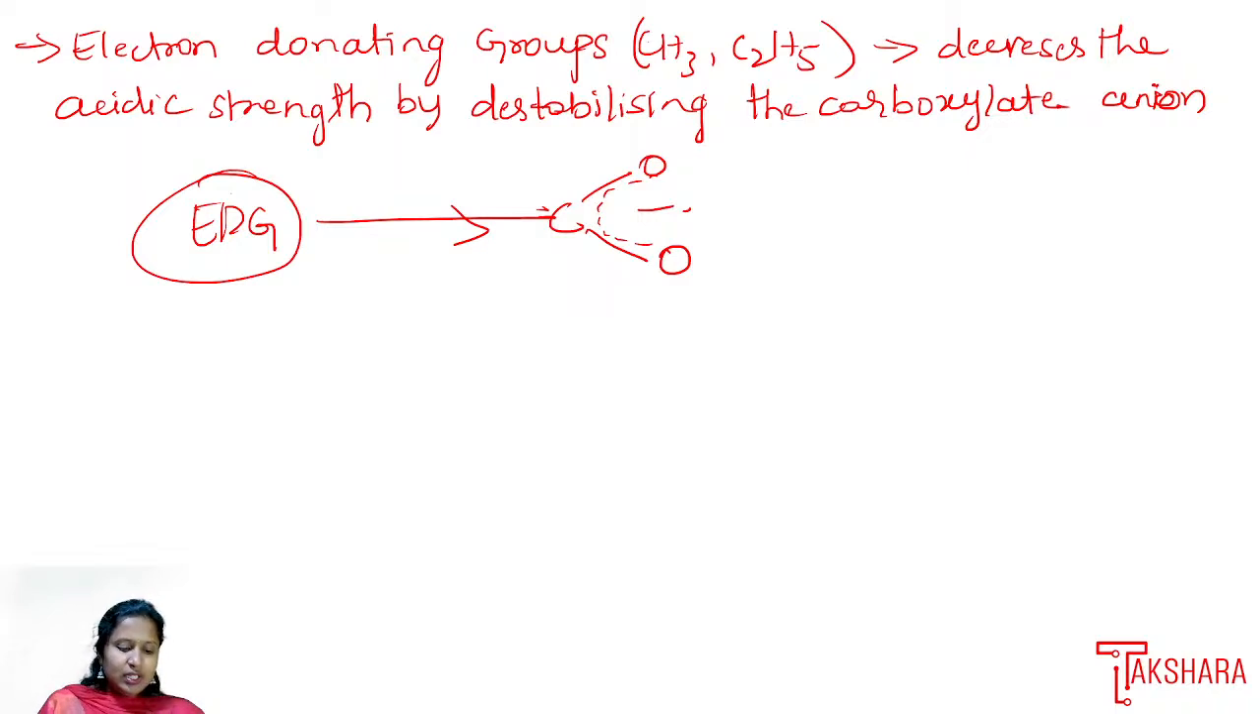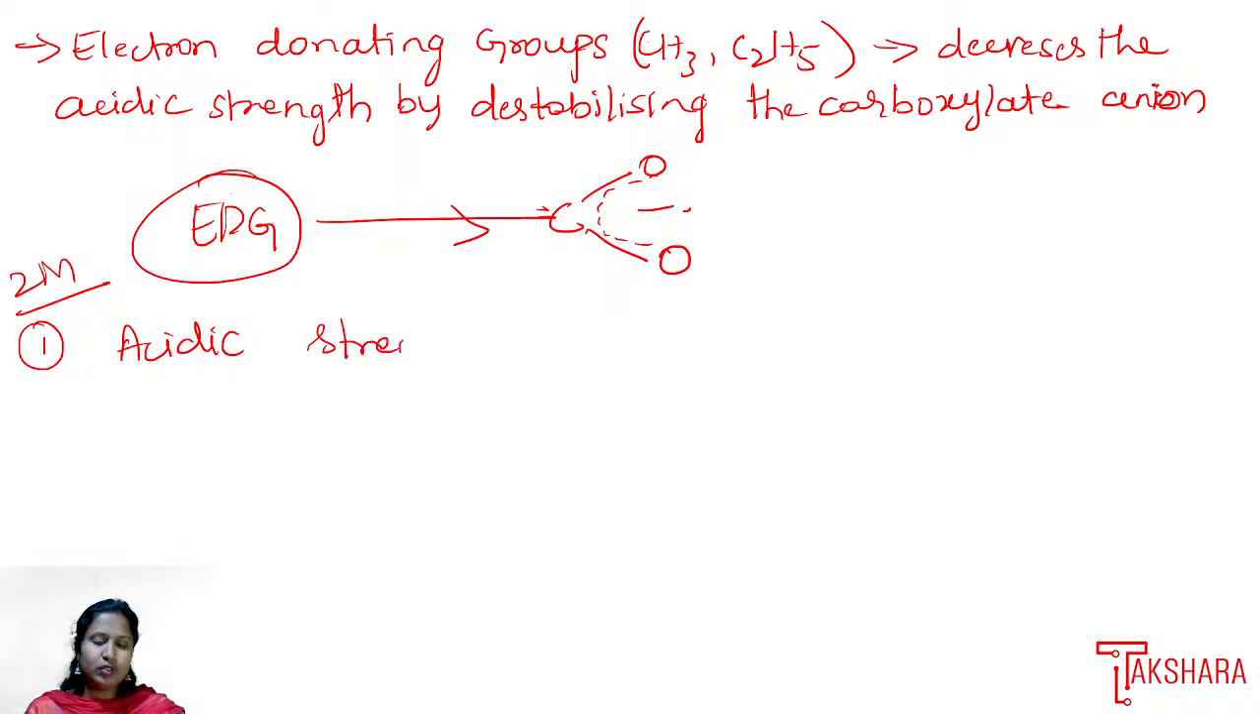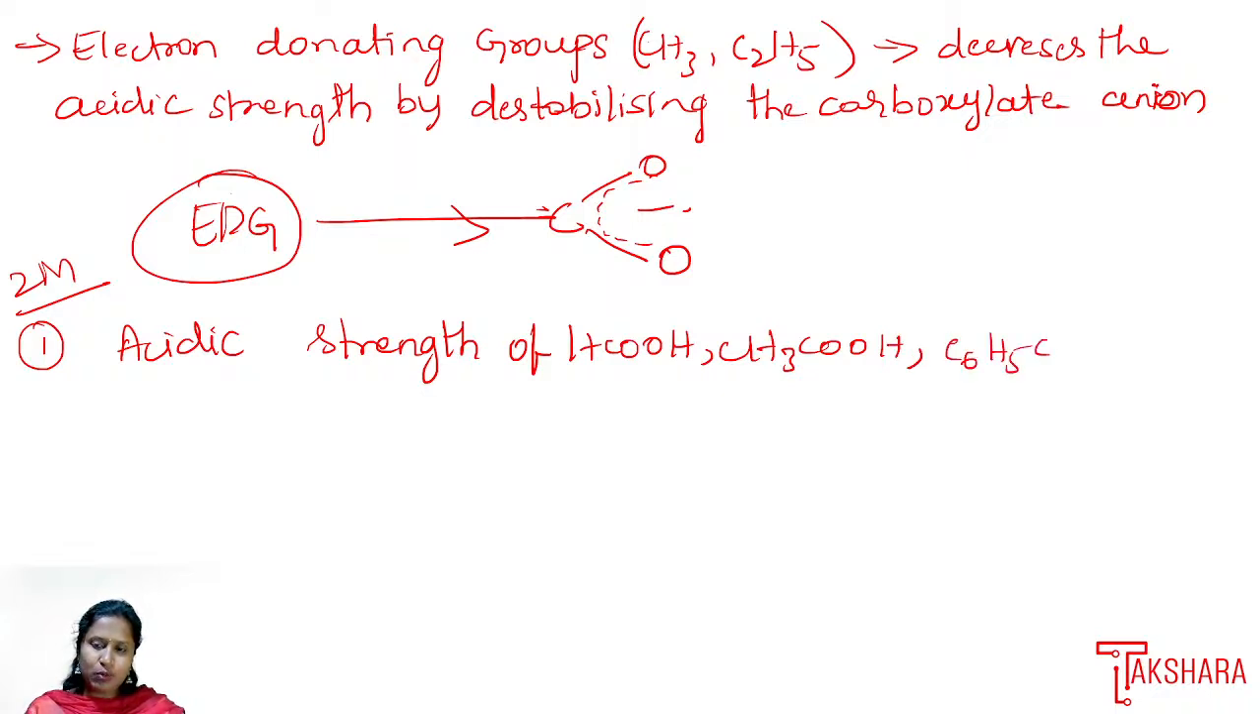Okay, so this is the effect of substituents on acidity of the carboxylic acids. Effect of substituents on acidity of the carboxylic acid. So now in this you may get reason-wise questions for 2 marks. So the first question: acidic strength of formic acid, that is HCOOH, then acetic acid CH3COOH and benzoic acid C6H5COOH. Explain the acidic strength of HCOOH, acetic acid and benzoic acid, they'll ask.